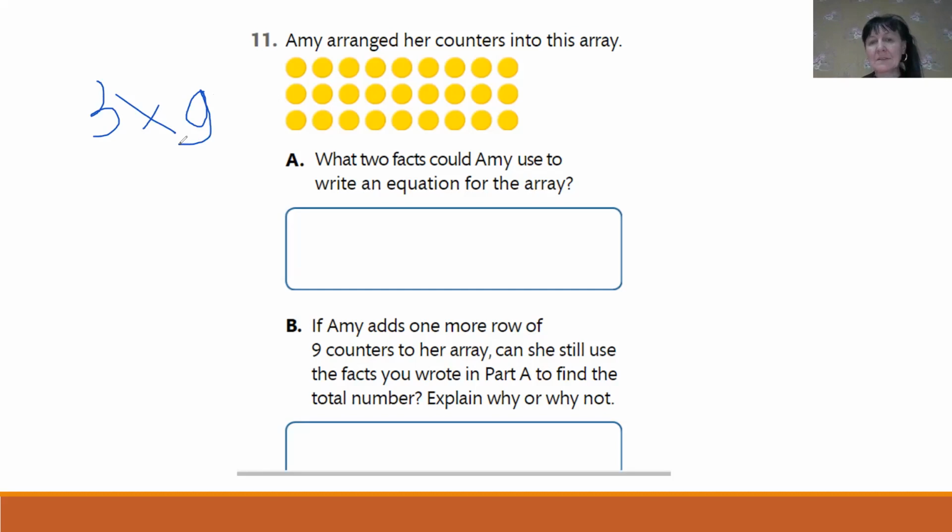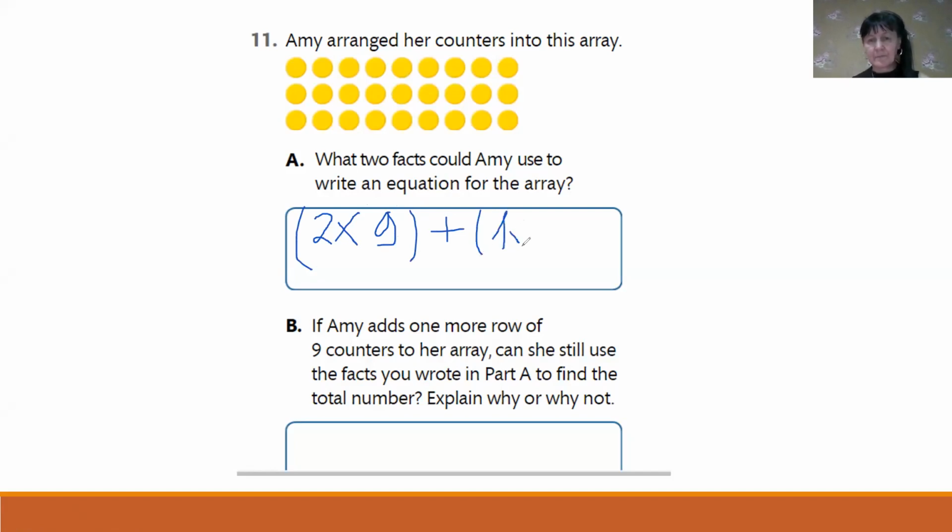What 2 facts could Amy use to write the equation for the array? 2 times 9 plus 1 times 9. Why? Because I can see an array 3 times 9, and we are going to break apart that 3 into 2 and 1. Here you're not writing the answer, just the question is about 2 facts.